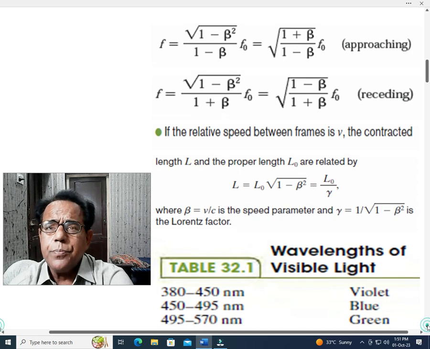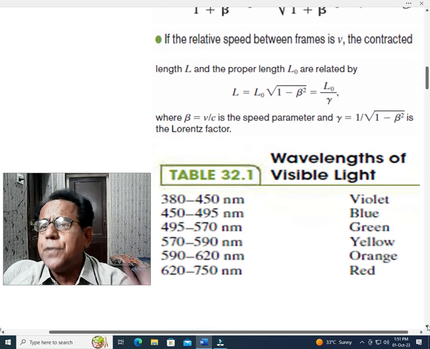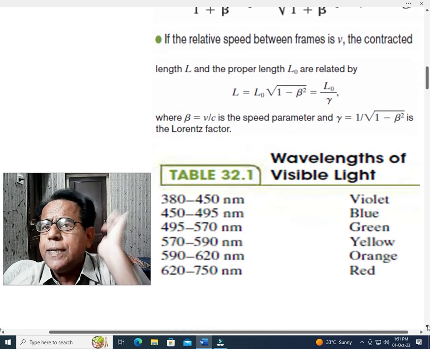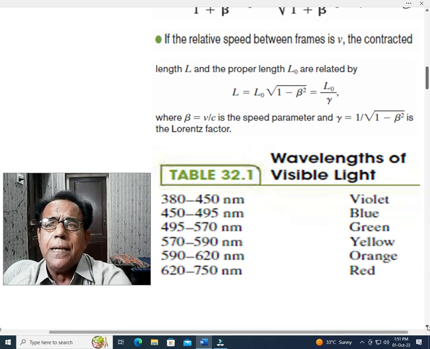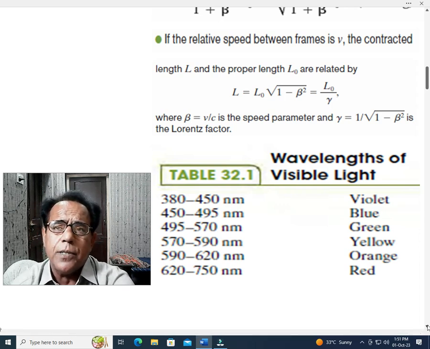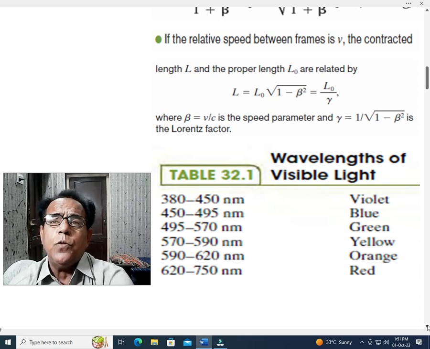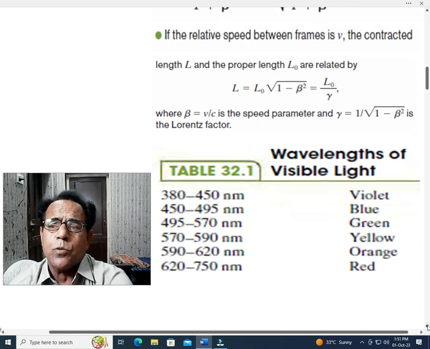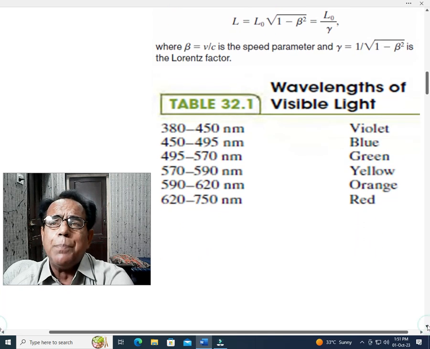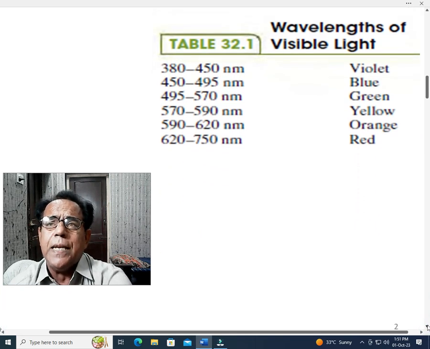Now we come towards the speed parameter. If the relative speed between frames is v, the contracted length L and the proper length L naught are related by L equal to L naught over gamma, where beta equal to v over c is the speed parameter and gamma equal to 1 over the square root of (1 minus beta squared) is the Lorentz factor.